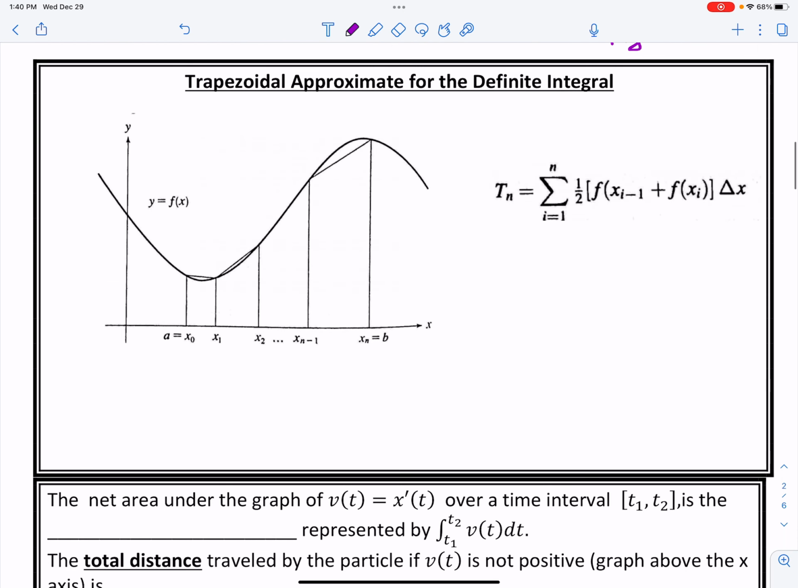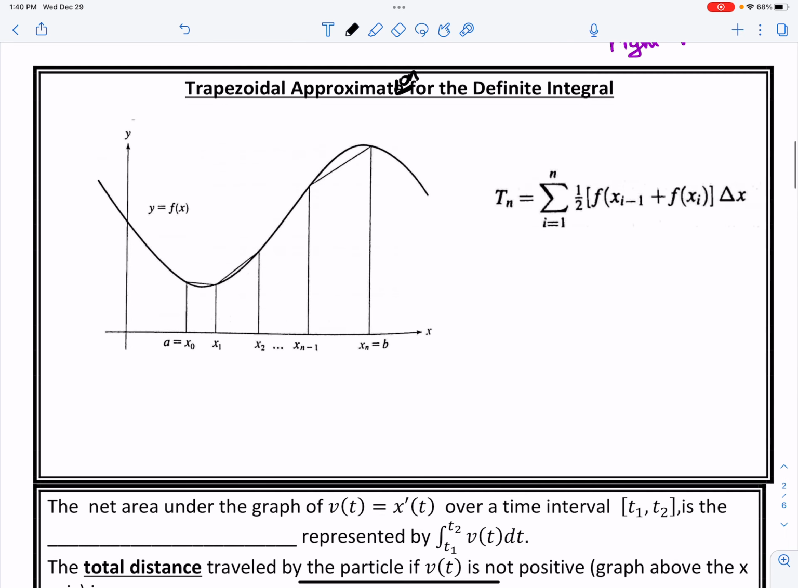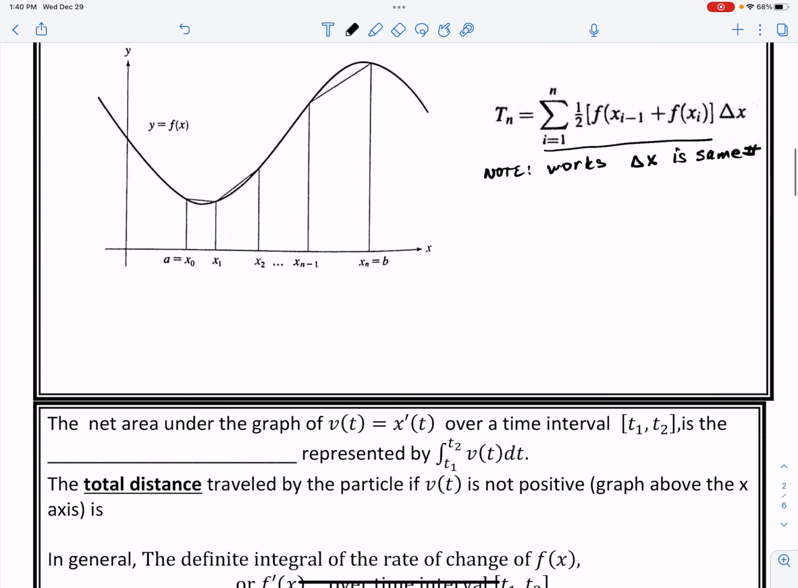Okay, so for the summary, we're going to summarize the trapezoidal sum. I should say the trapezoidal approximation. This is an approximation for the definite integral, and it's written this way, but note this formula works when the delta x is the same number. We will see in later examples that delta x does not have to be the same.